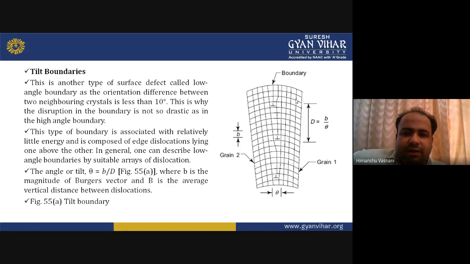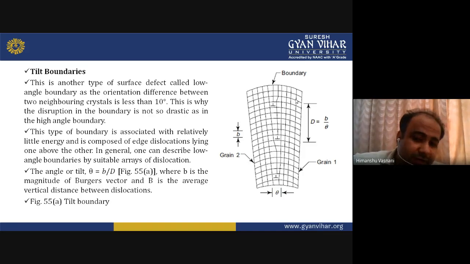So here, in tilt boundaries, we can say that this is another type of surface defect, called a low angle boundary, as the orientation difference between two neighboring crystals is less than 10 degrees. That is why the disruption in the boundary is not so drastic as in high angle boundaries. This type of boundary is associated with relatively little energy and is composed of edge dislocations lying one above the other.